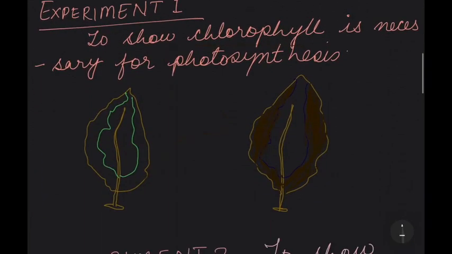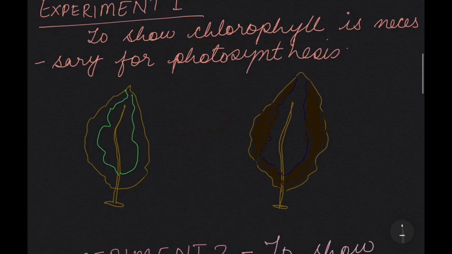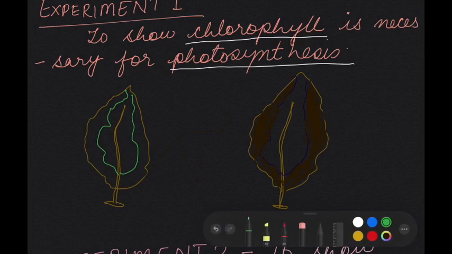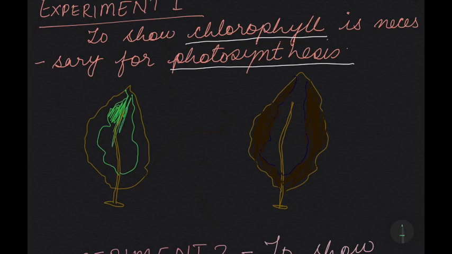The first experiment is to show that chlorophyll is necessary for photosynthesis. For this you have to take a plant which has variegated leaves. Variegated leaves means there is chlorophyll only in some parts and some parts do not contain chlorophyll. Examples of variegated plants are coleus, croton, geranium. Here we have taken a plant which has chlorophyll only in this region at the center.